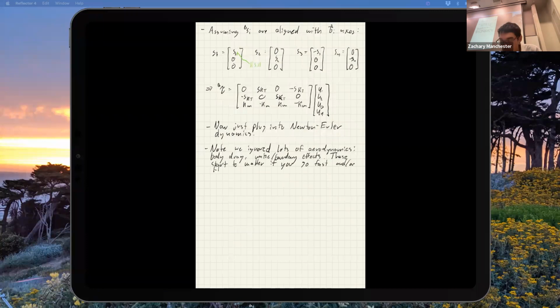And/or fly near walls, floor, etc. So if you start going fast and doing aggressive things, more aero stuff starts to matter, like flying near walls. This is kind of where people get into machine learning, like data-driven modeling of these things.